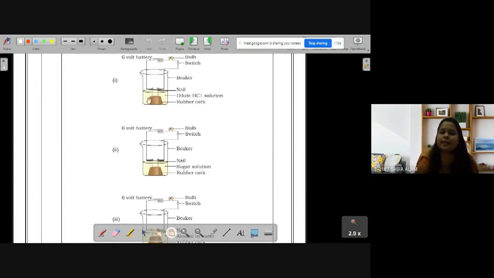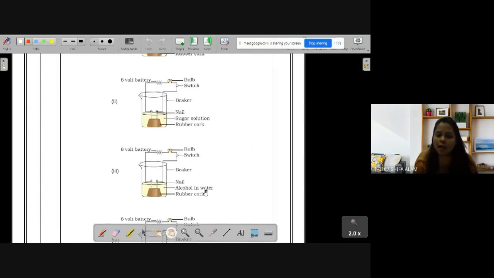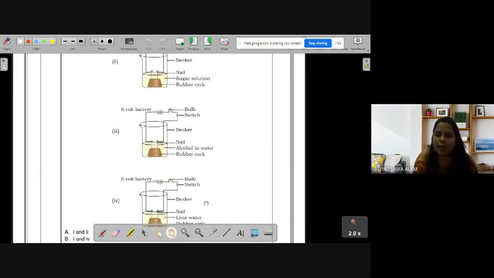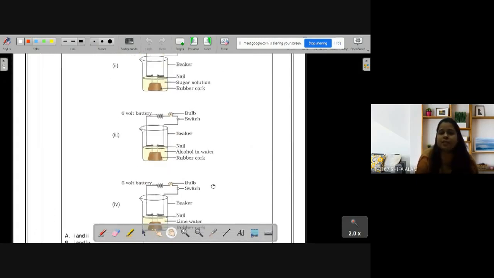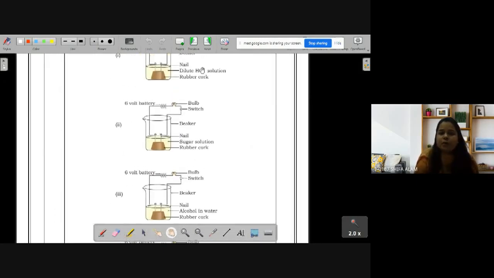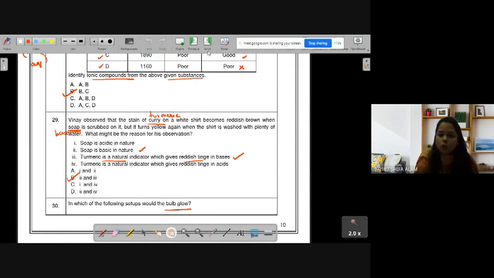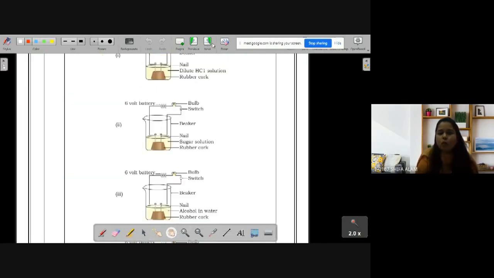We see that the setup is taken and a bulb is connected to it and observed if the bulb is glowing or not. The various solutions taken are dilute HCl solution, a sugar solution, alcohol in water, and lime water. They wanted to know in which setup the bulb will glow.